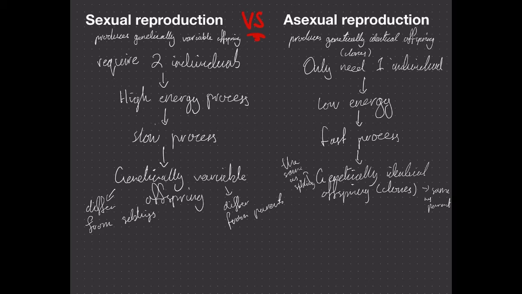Now, this is where the trouble comes in for asexual reproduction, because so far we've talked about it: you've only needed one individual. It's been low energy. It's been fast. You can populate an area really quickly. But this is the kicker. There's no genetic variability. That's the real strength. So far in sexual reproduction, it's been negatives. You need two individuals. It has a high energy cost. It's slow, all right? But that is all made up by us producing genetically variable offspring.